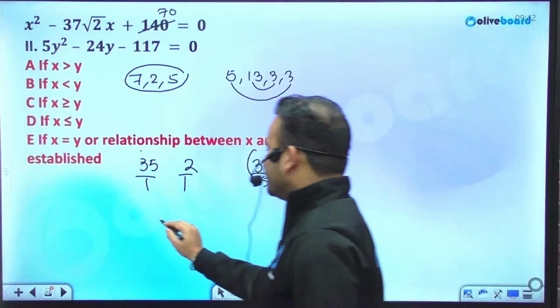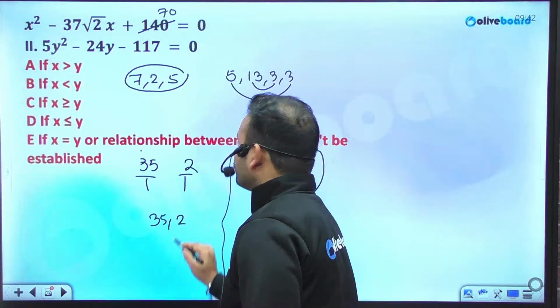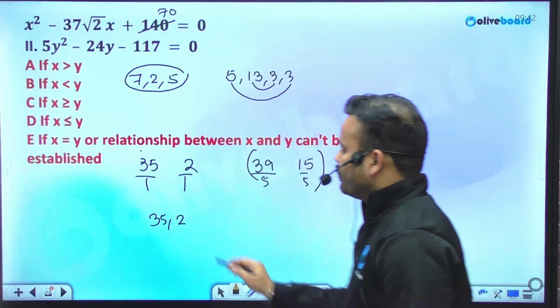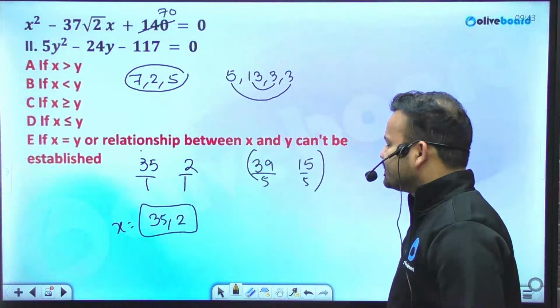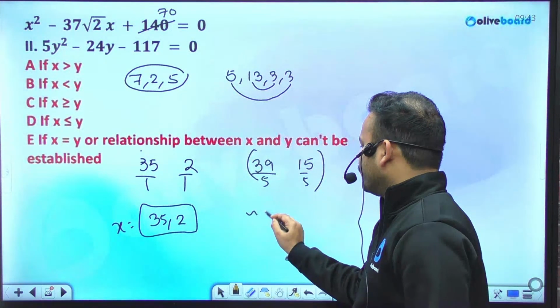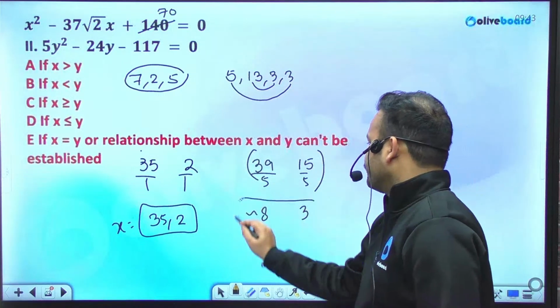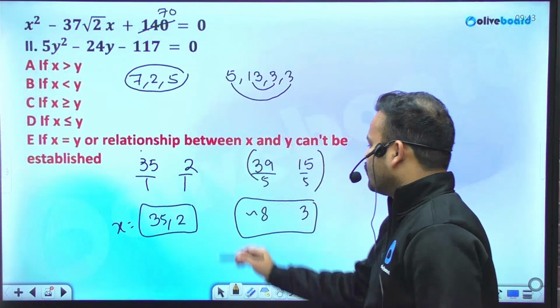So this is 35 and 2. ये 35 और 2 निकल कर आ गया. Both the signs will be positive. So this is x, and what about this? This is almost equal to 8. और ये कितना हो गया आपका? 3 हो गया. Fine. So this is almost equal to 8.